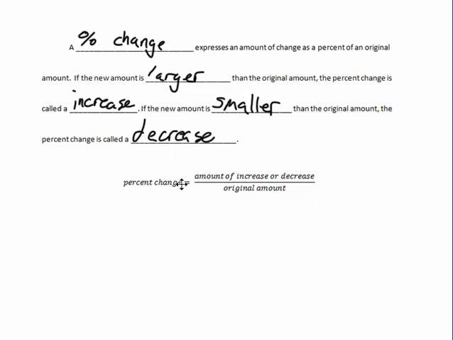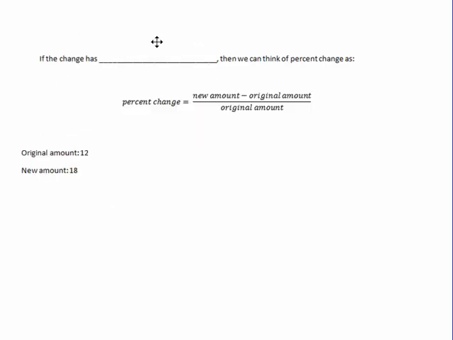And I like to think about percent change this way, and your book does too. Percent change is the amount of increase or decrease divided by the original amount. Well, let's see if we can make this a little bit more specific. So if the change has increased, then we can think of percent change as the new amount minus the original amount, all over the original amount.